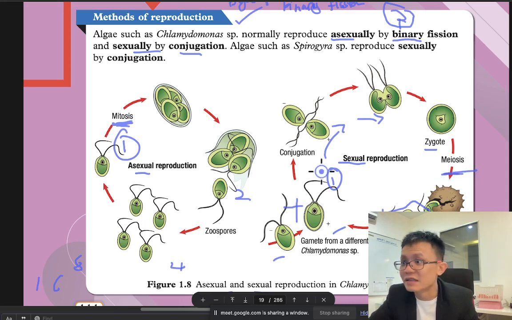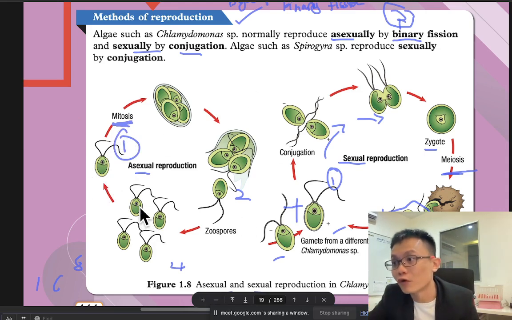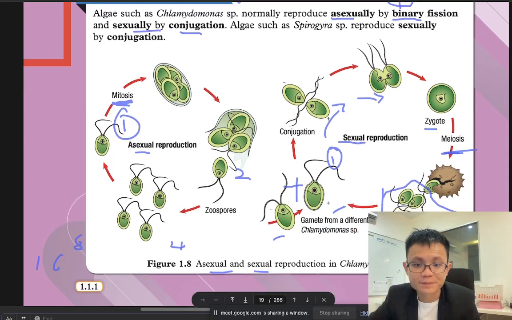I already learned, is it? We learned at Form 4. So if you still remember, mitosis and meiosis. Okay, so of course meiosis is better because you can create variation. If you still remember, mitosis cannot create much variation, so it will be the same as the mother, and more prone to disease. This one is more difficult for disease to spread.